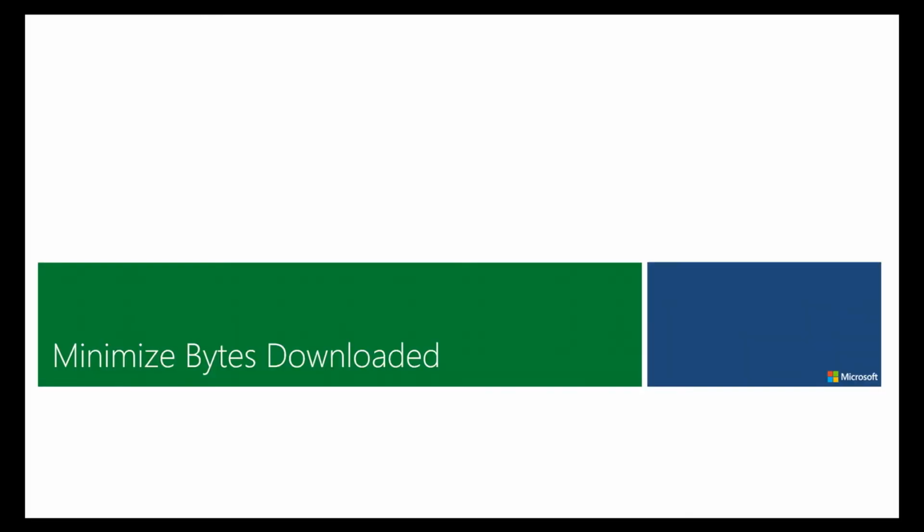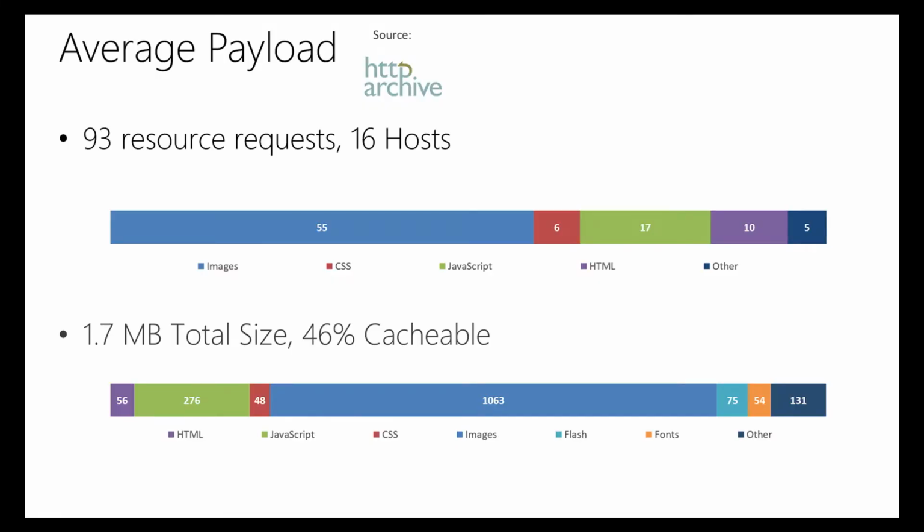Okay. The other subject we want to move on to is minimizing the bytes you download. Now, why do we talk about that? If you look into the HTTP archive, this is a resource, right? And you will see what the average payload is. The average payload has 93 resource requests over 16 hosts. That's a pretty average payload. And then each of those pages will contain 1.6 megabytes as a total size.